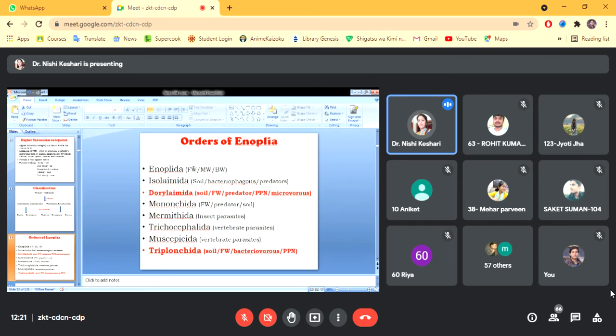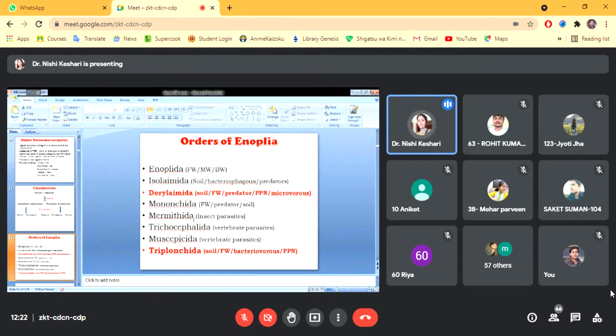This abbreviation FW means freshwater, MW means marine water, and BW means brackish water. Brackish water is when the river flows in another direction and the leftover water is called brackish water. This Enoplia has eight orders, but we have only Dorylaimida and Triplonchida, which have plant parasitic nematodes, so we will consider these two. The others are Enoplida and Isolaimida. They have soil habitats, some are bacteriophages, some are predators. Mononchida are very important because most of these nematodes are predators, but some are free living and soil nematodes also.